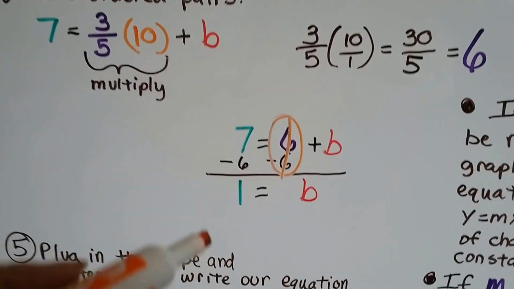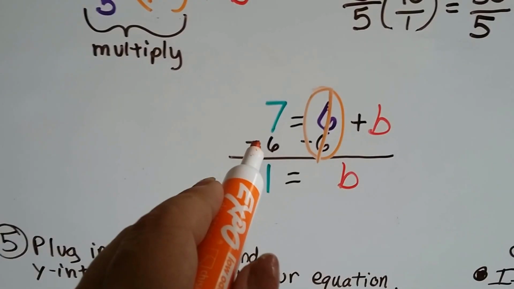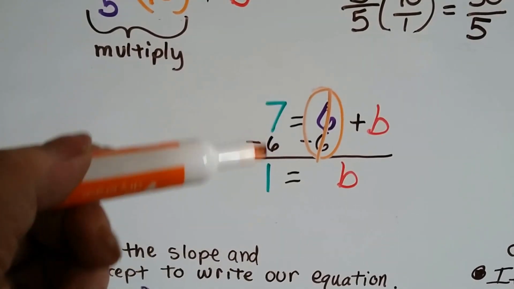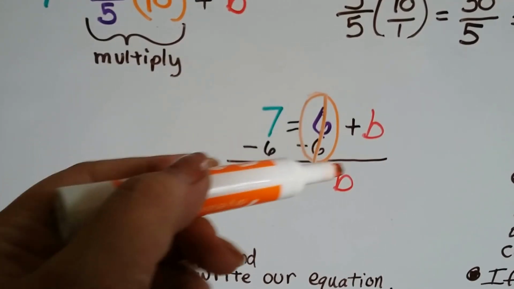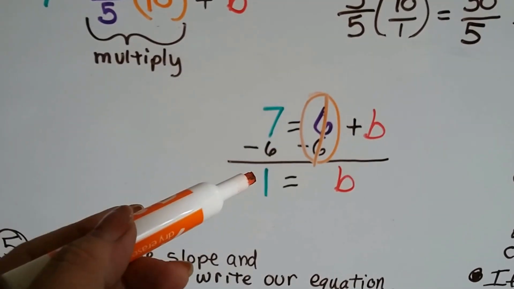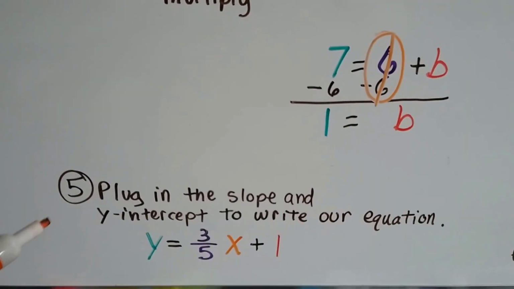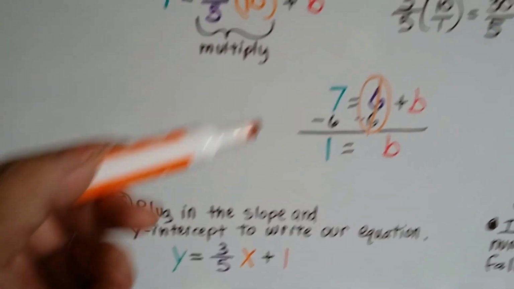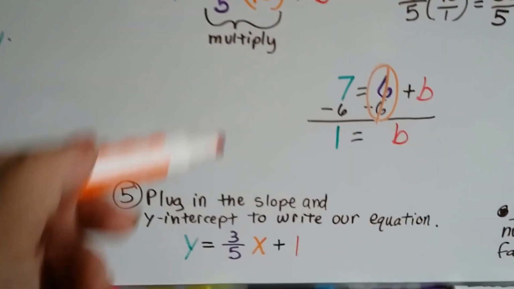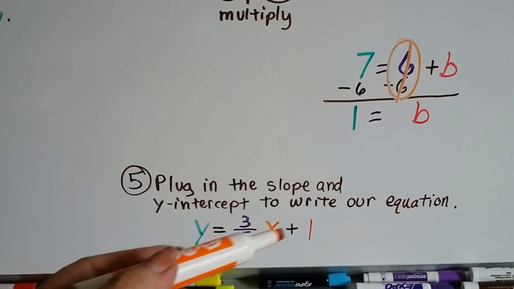6. Now all I have to do is subtract 6 from either side as an inverse operation, and 7 take away 6 is 1. The 6 over 6 cancels itself out as a 0 pair, and the b drops down. I know that our y-intercept b is a 1. Now all I have to do is plug the slope and y-intercept in to write our equation. We know the slope is 3/5, and now we know b is 1. I've got y equals 3/5 x plus 1.